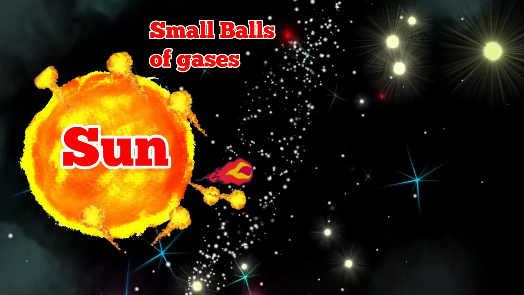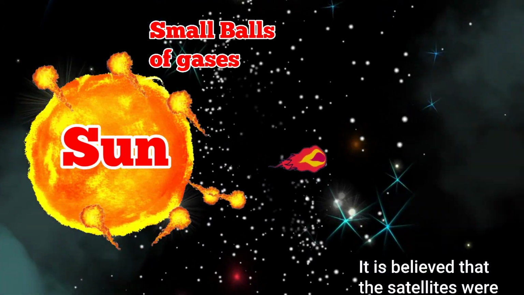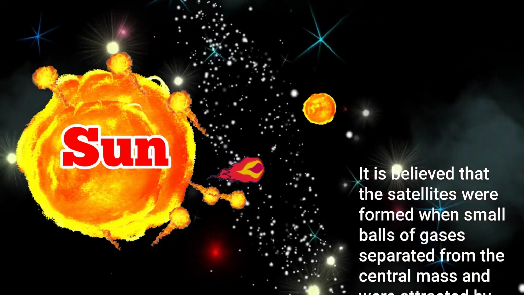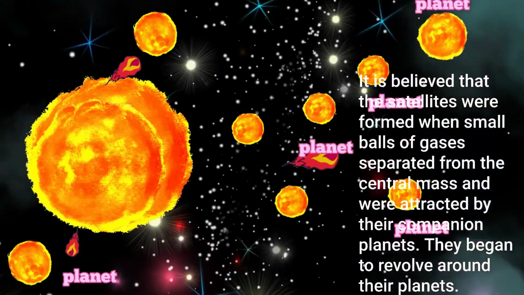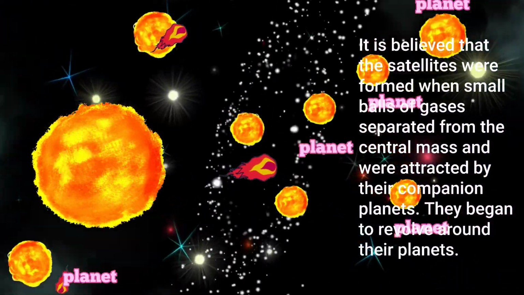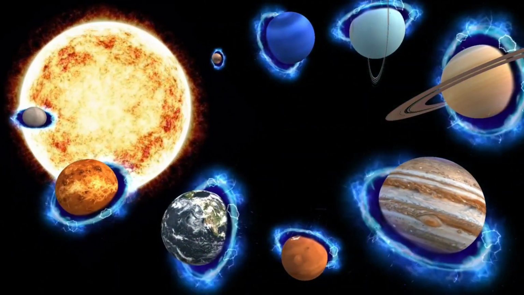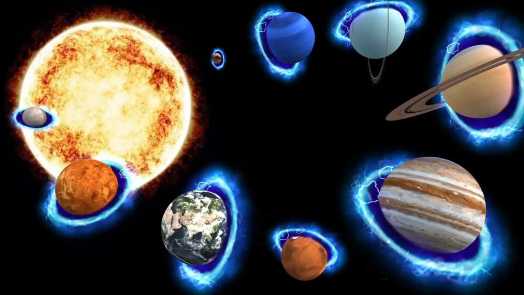It is believed that the satellites were formed when small balls of gases separated from the central mass and were attracted by their companion planets. They began to revolve around their planets.